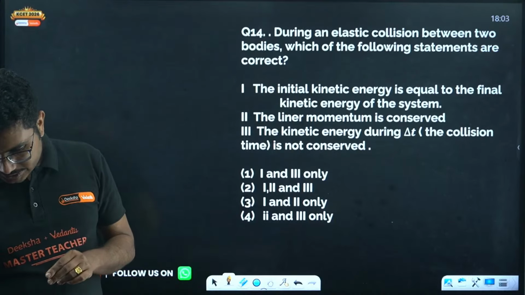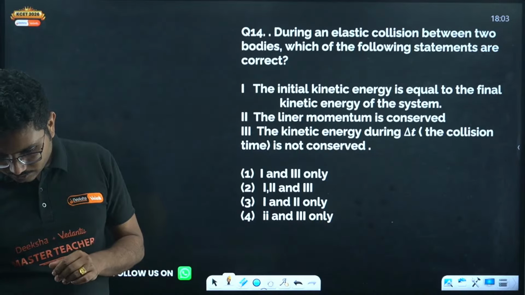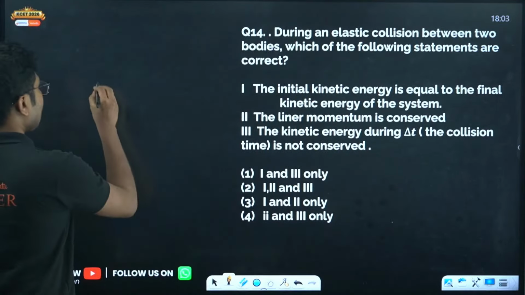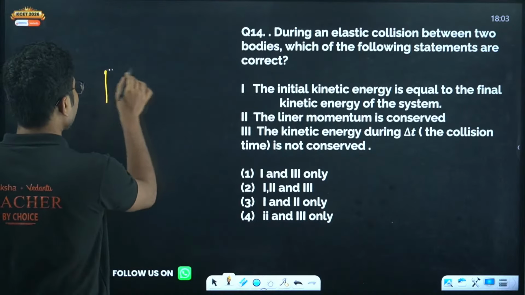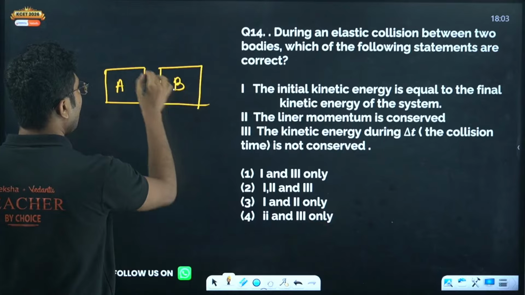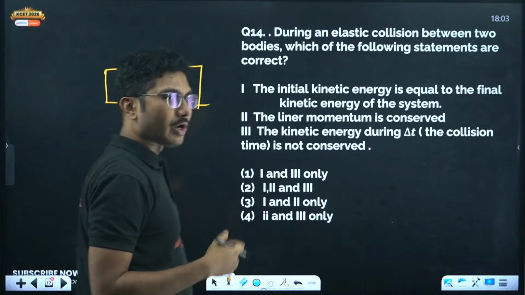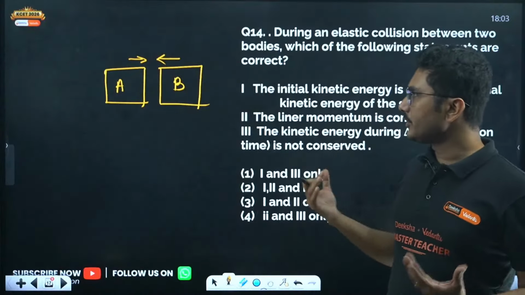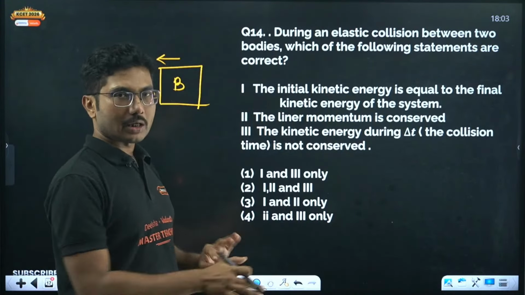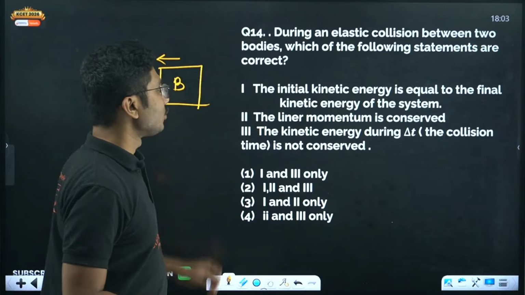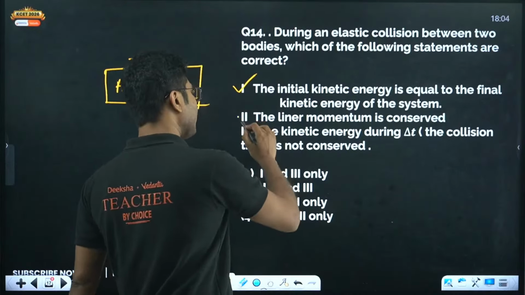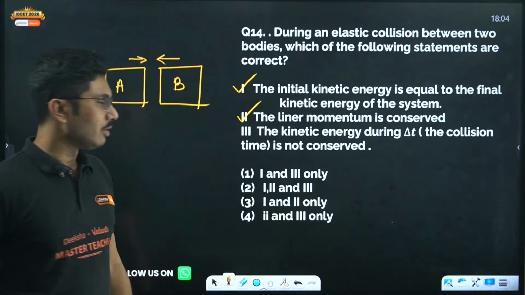Rahul is saying 1, Sayeda is saying C. Okay, now let us understand this. What is the question here? During elastic collision, suppose we have two bodies A and B. Now they are colliding elastically. Colliding elastically means after collision and before collision, the total momentum and kinetic energy are conserved. Both are conserved because it's an elastic collision. So initial kinetic energy equals the final kinetic energy of the system. Linear momentum is always conserved.